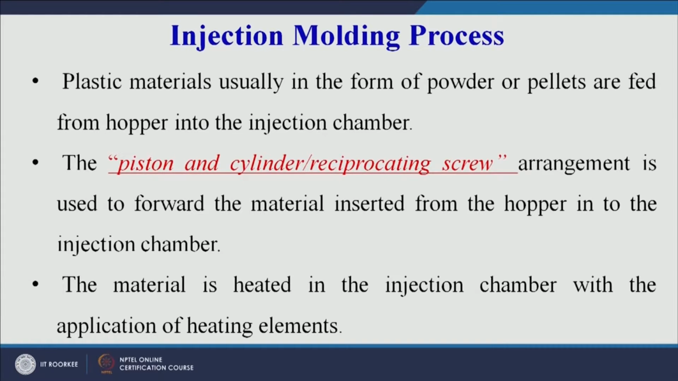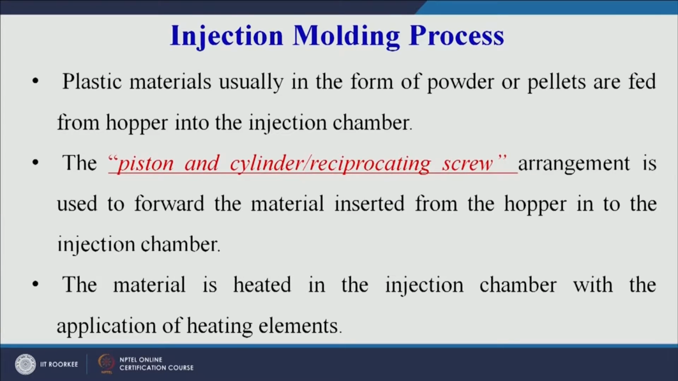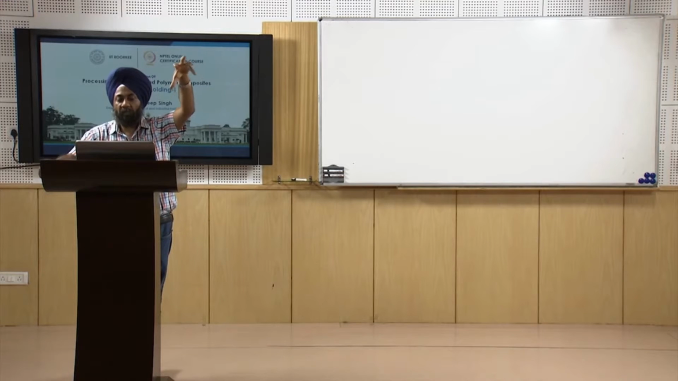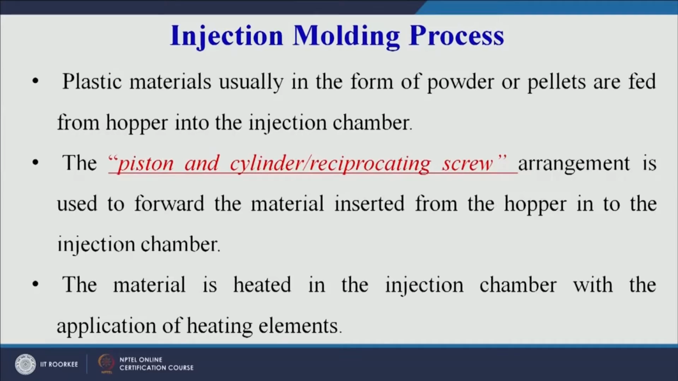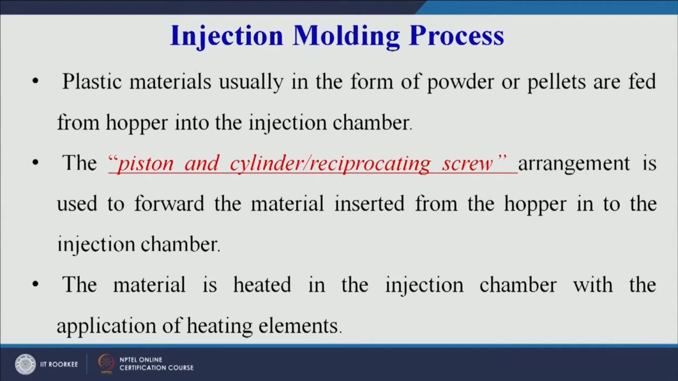Now let us try to understand the basic working principle of injection molding process. Plastic materials, usually in the form of powder or pellets, are fed from hopper into the injection chamber. There is a hopper in which we will put our pellets, and this will then come into the injection chamber, which can be a barrel. So piston and cylinder is one type of mechanism, reciprocating screw is another type of mechanism which we have understood in our previous slides. So any of these mechanisms is used to push the material inserted from the hopper into the injection chamber. So these two arrangements are there, as we have already seen.